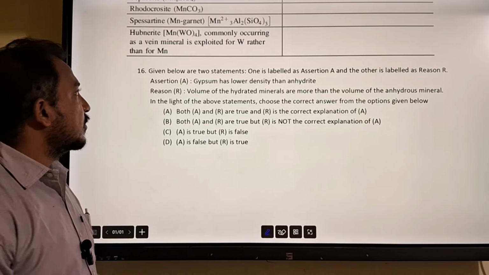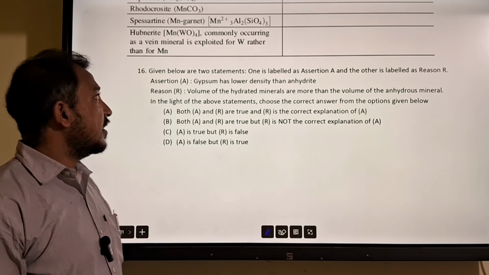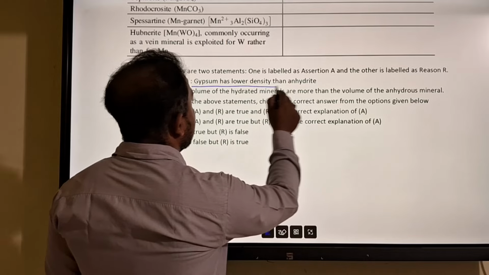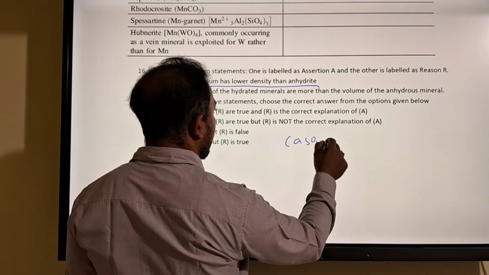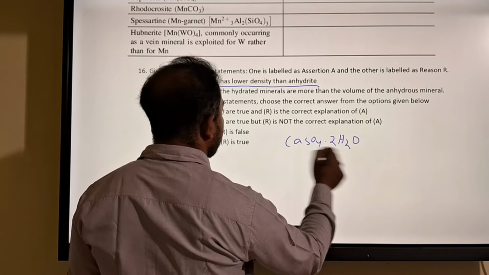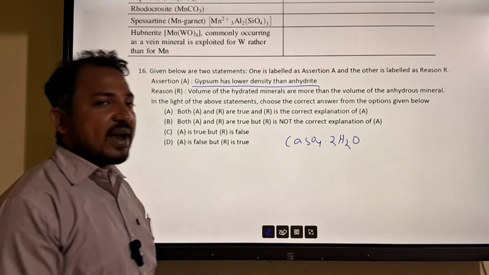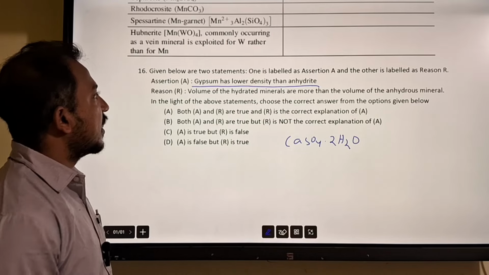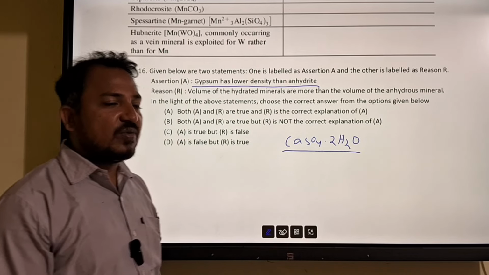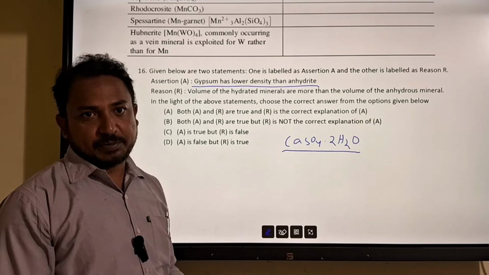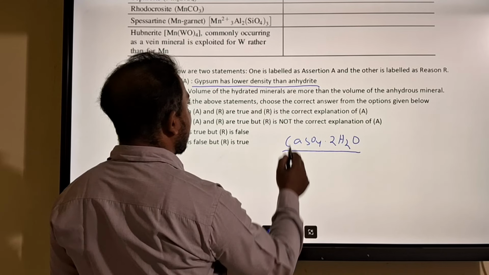Next comes the next question, given below. There are two statements: one is labeled assertion, one is labeled reason. Gypsum has lower density than anhydrite. So what is gypsum? It is CaSO4·2H2O. This is hydrated. The volume of the hydrated mineral is more than the volume of the anhydrous mineral. So obviously, a rock that is hydrated has more volume than a dry mineral. So gypsum has lower density than anhydrite.